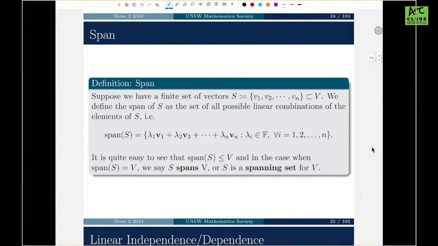Okay, span. Suppose we have a finite set of vectors that is a subset of our vector space. We define the span of S as all the possible linear combinations of elements in S. So anything that looks like this, where by linear combinations we mean we can sum things up and scale them at the same time. Scale them by something in the field. Okay.